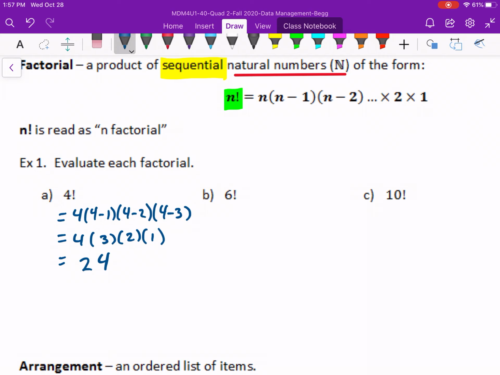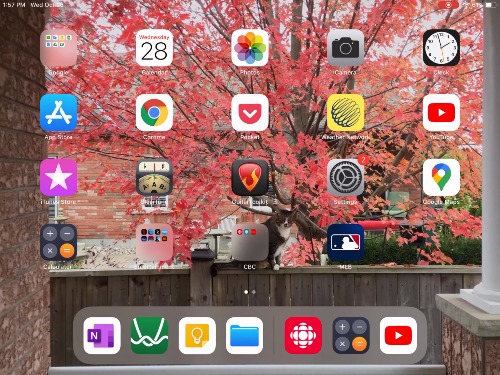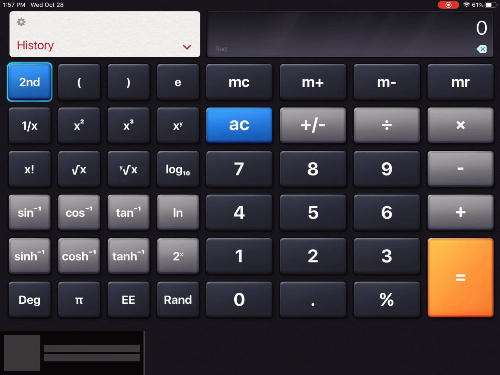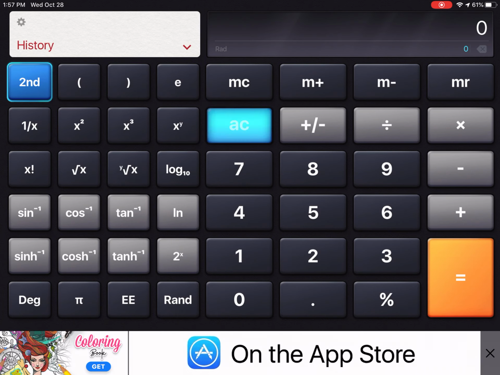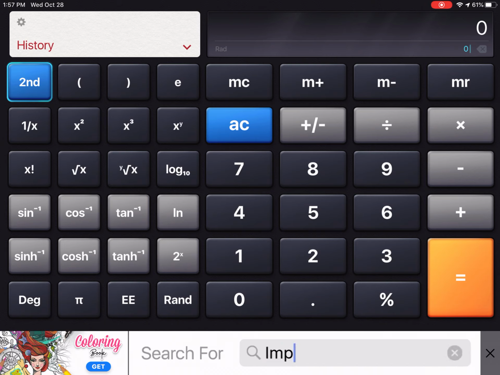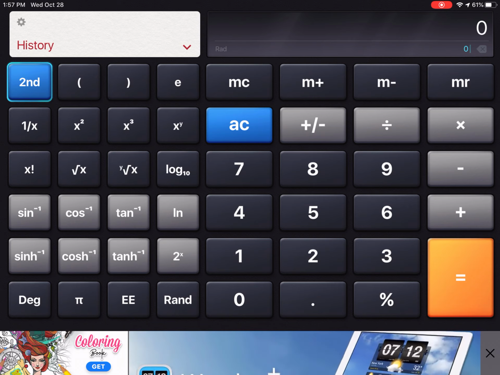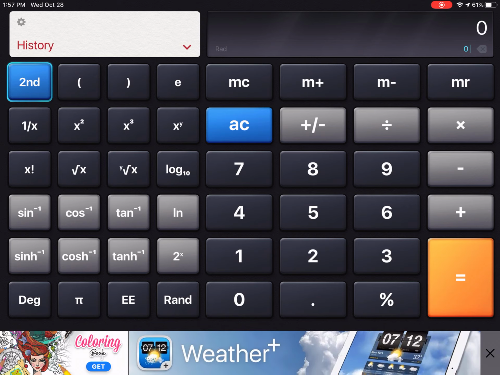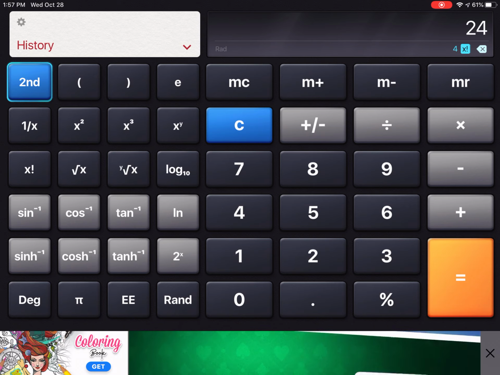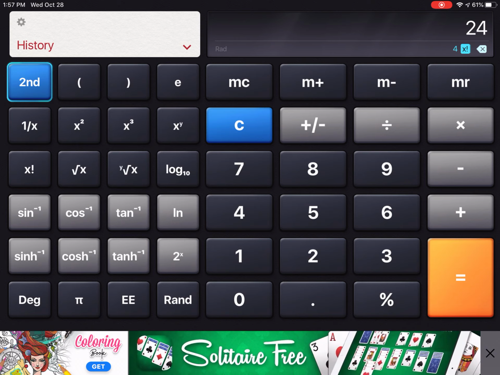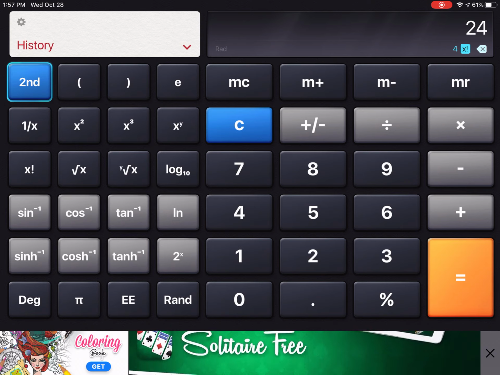Now, most calculators have a factorial button somewhere on them. Let's see if my iPad one does. It does. If you look over on the left-hand side, you'll see an X factorial in the very left-hand column, 3 rows down, I guess. So if I do 4 factorial, I do 4, hit the factorial button, and you can see in the top right, it tells me that 4 factorial is indeed equal to 24.